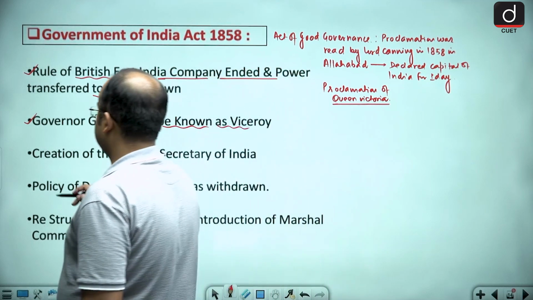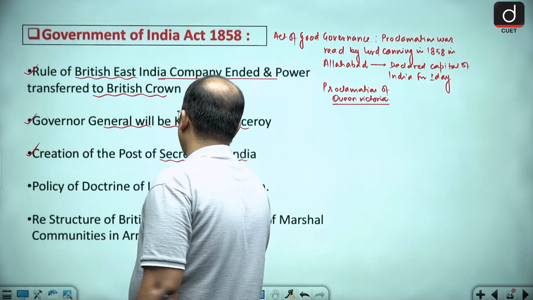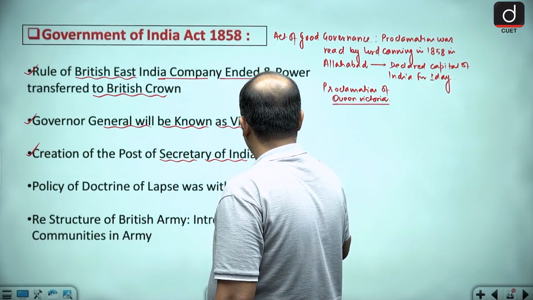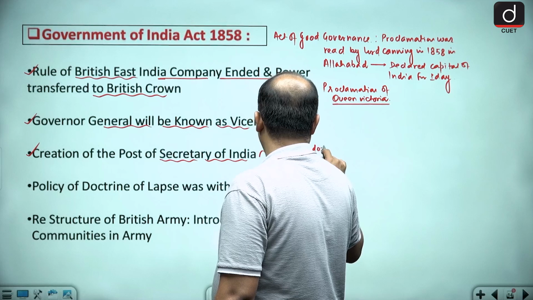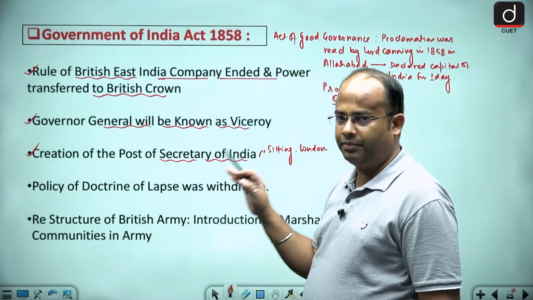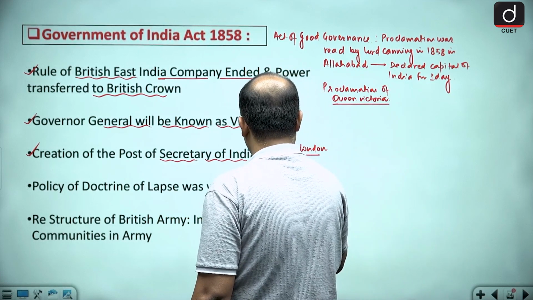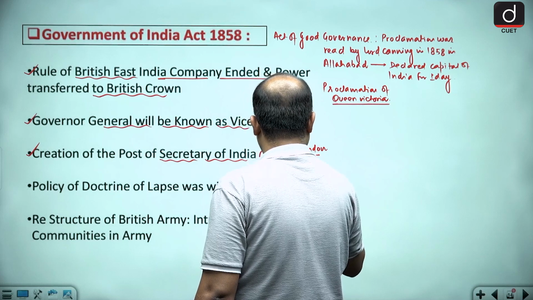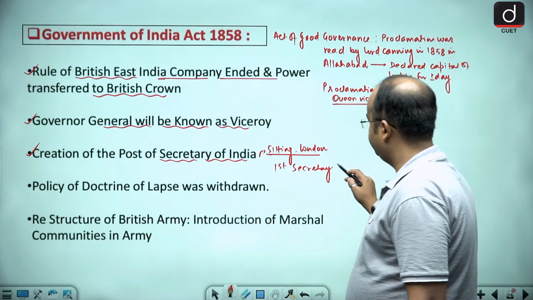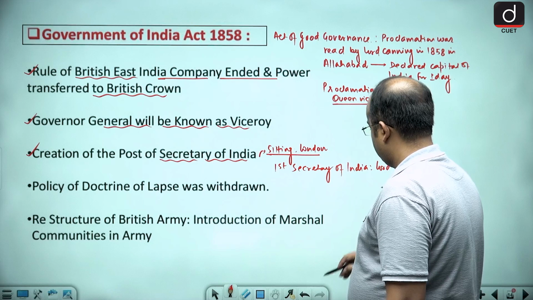Next was the creation of the post of Secretary of India, and the seat of the Secretary of India will be in London. This will act as a bridge between the Viceroy and the British Crown. And the first Secretary of India was Lord Stanley.